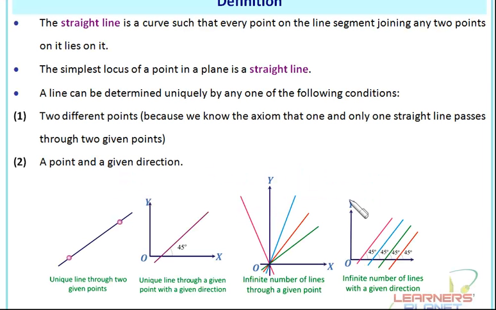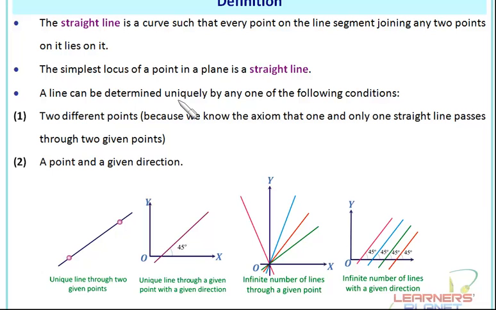Now let's begin with a definition. A straight line is a curve such that every point on the line segment joining any 2 points on it lies on it. Precisely, it is a combination of so many curves, and the curves are so small that we feel them as a straight line. Okay. The simplest locus of a point in a plane is a straight line.